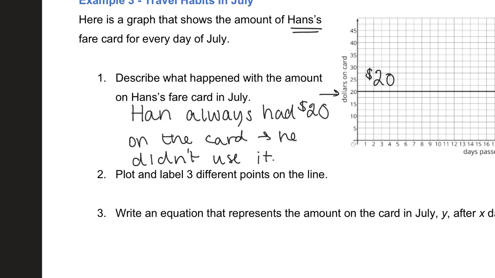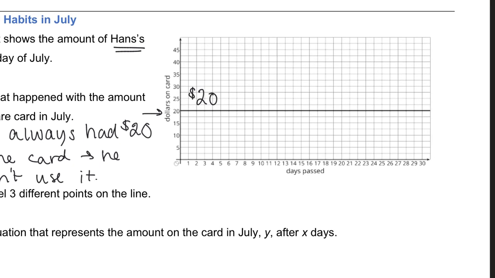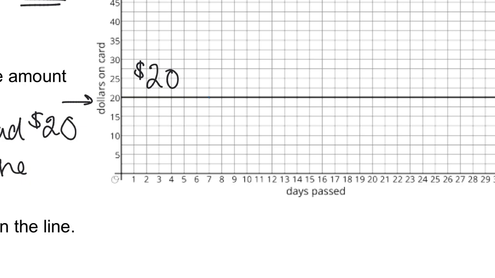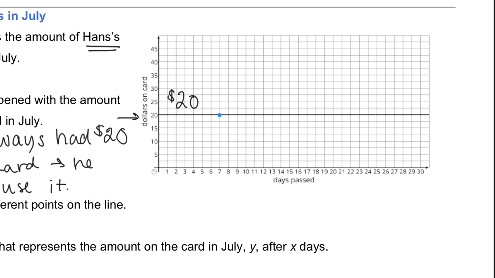If we plot and label 3 different points on the line, you can pick any 3, it doesn't matter. If I pick this one, we're at (7, 20). If we pick this one over here, we're at (18, 20), and then here (27, 20). So no matter what day we pick, we always have $20 on that card because he didn't use it.